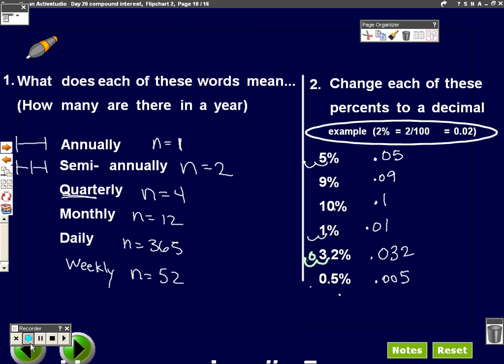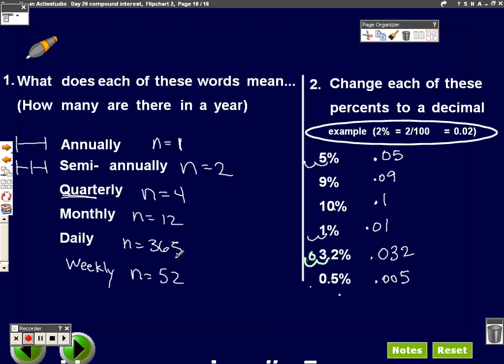All right, so annually there is one year. Annually, we do it once a year. Semi-annually, we do it twice a year, 2 times each year. Quarterly, 4 quarters, right? 4 quarters in a dollar. Monthly, 12, right? 12 months in a year. So if I'm going to tax you monthly, or pay you something monthly, you're going to get paid 12 times. Daily, there are 365 days in a year.